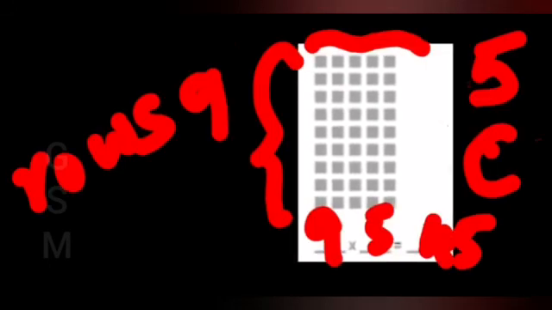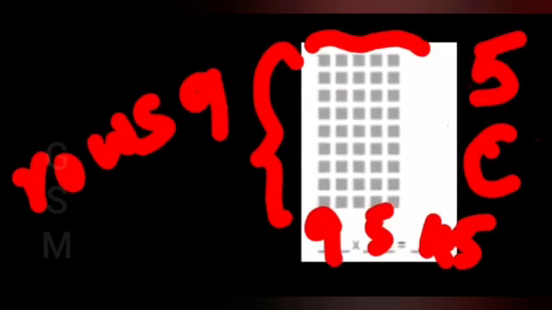Look at the next example. How many rows and columns here? Shall we count it? Yes. So here 9 rows and 5 columns. So what is the answer? 9 fives are 45.